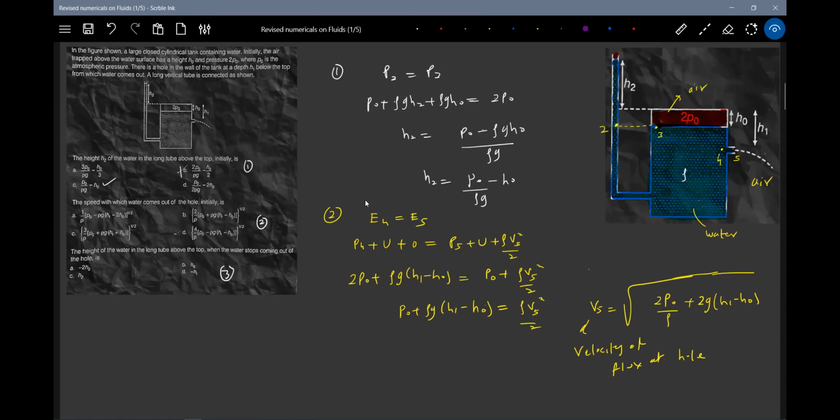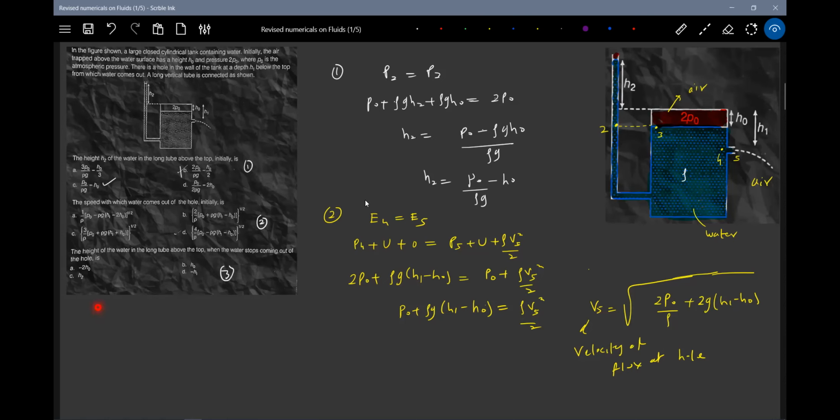Okay, next after this, the height of the water in the long tube above the top when the water stops coming out of the hole in the long tube. To what height will it be there? Sir, at 3 atmospheric pressure acts, sir. At 3, what is the atmospheric pressure? It is 2 P naught, no? Due to this air only, the pressure will come. 3 is inside, 3 is inside. Here. Huh?